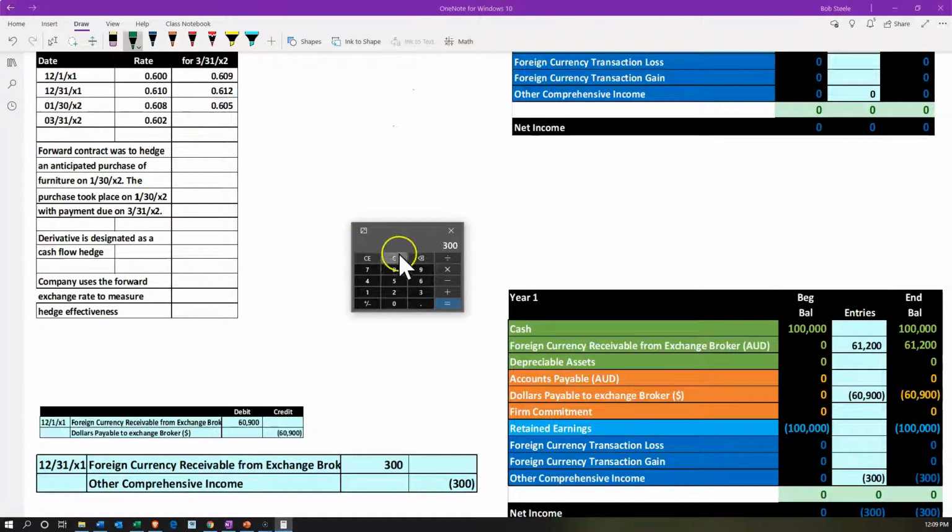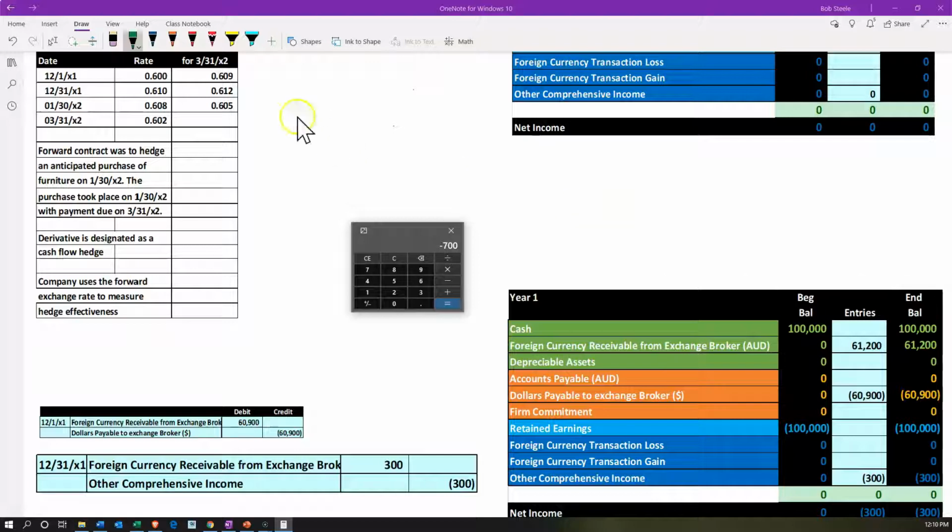We're going to be using the forward rate. So we're going to be saying the 100,000 times the forward rate of 0.605. That's going to give us the 60,500. We currently have 61,200 in it, minus the 61.2. That's going to give us the $700 difference, and that's going to basically be a loss.